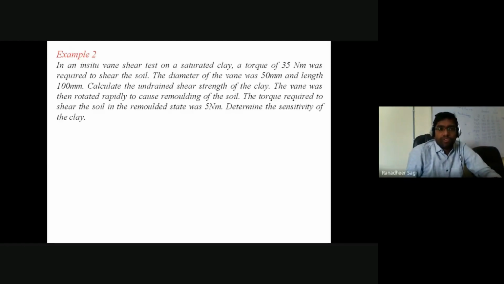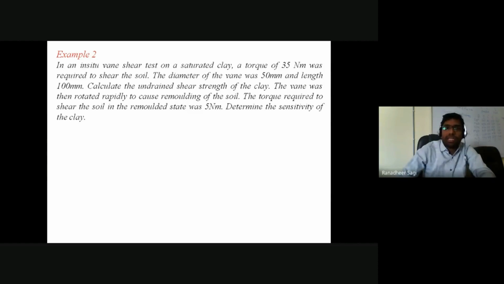It states that in an in situ vane shear test on a saturated clay, a torque of 35 Newton meter was required to shear the soil. The diameter of the vane was 50 mm and length is 100 mm. Calculate the undrained shear strength of the clay. The vane was then rotated rapidly to cause remolding of the soil. The torque required to shear the soil in the remolded state was 5 Newton meter. Determine the sensitivity of the clay.